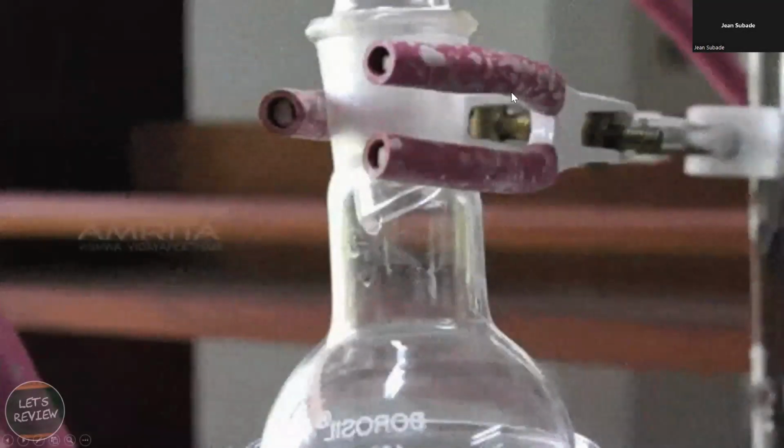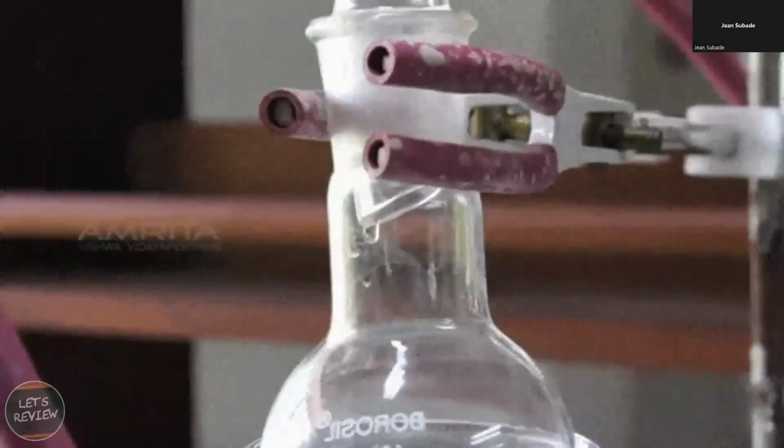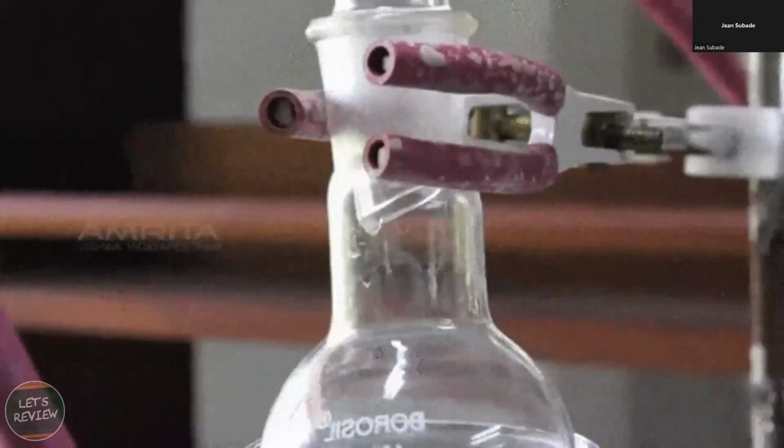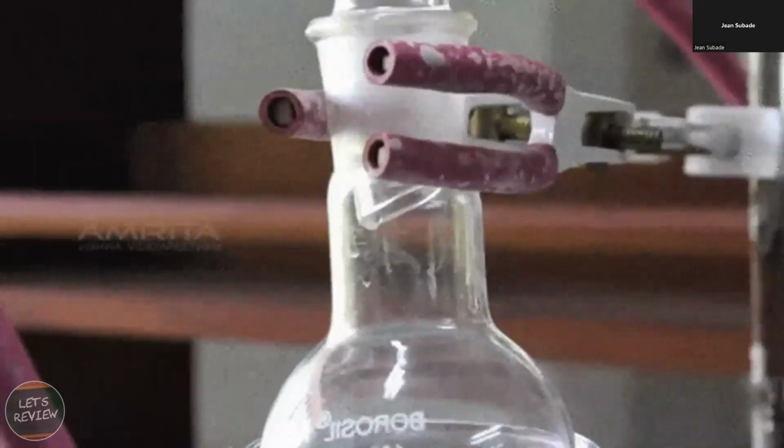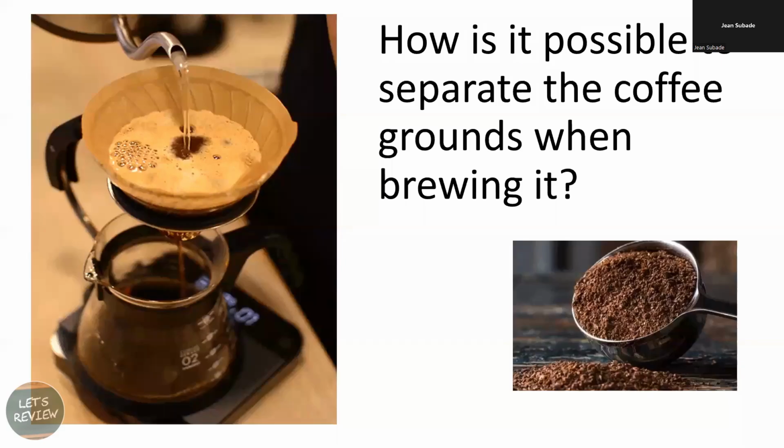Good day, students. Welcome back to our Let's Review topic, and today's video will explain how we are going to separate mixtures or components of a mixture, especially if that is in the form of a heterogeneous mixture. So let's start with the question: how is it possible to separate the coffee grounds when brewing it?